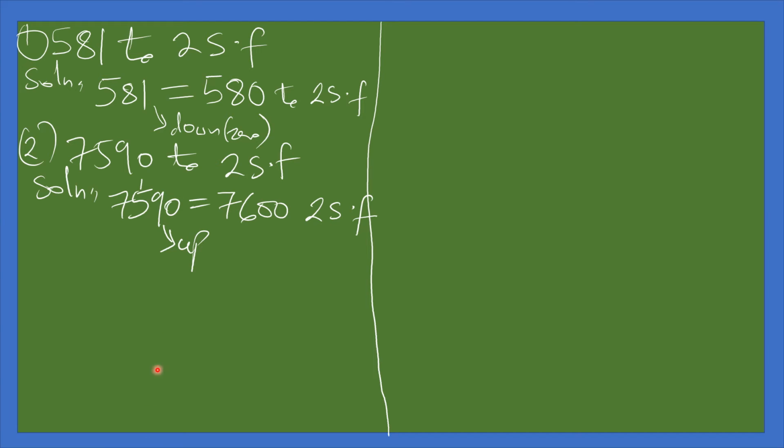Now remember, the initial figure is 7590. So when you're rounding it up, it will now be 7600 and not 76. Take note of that.